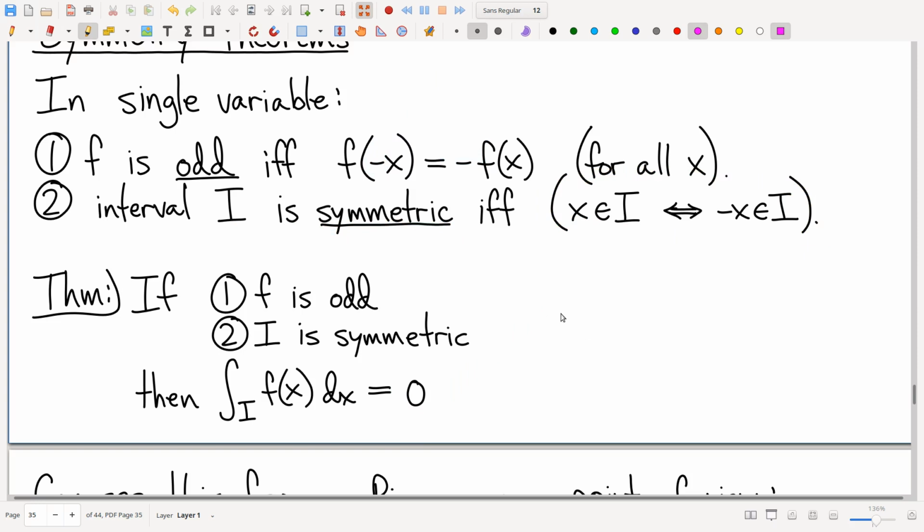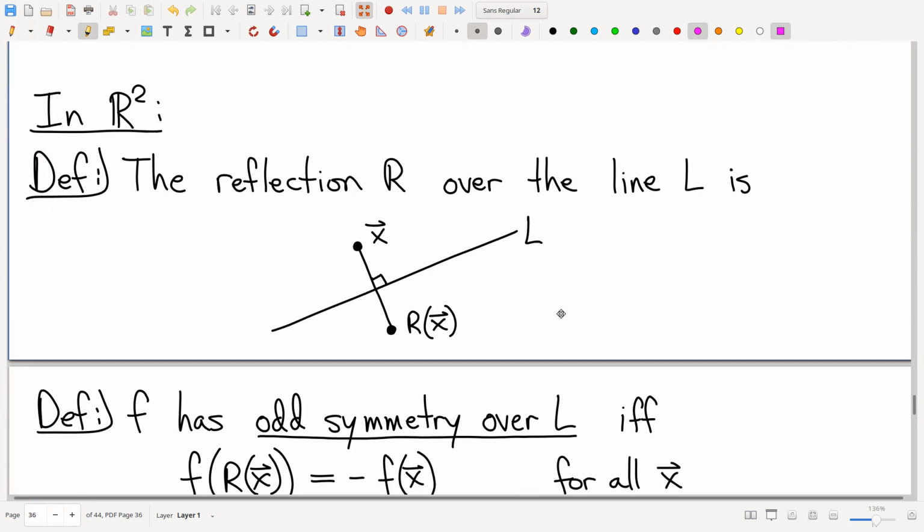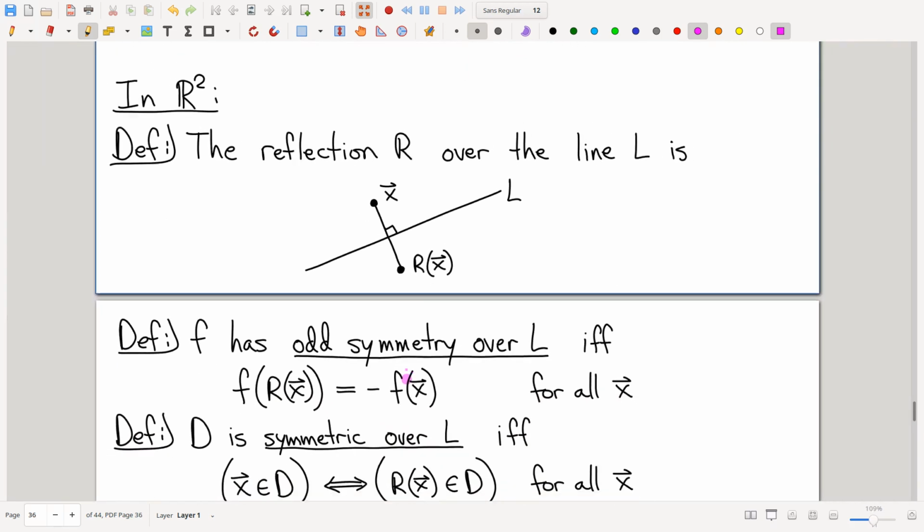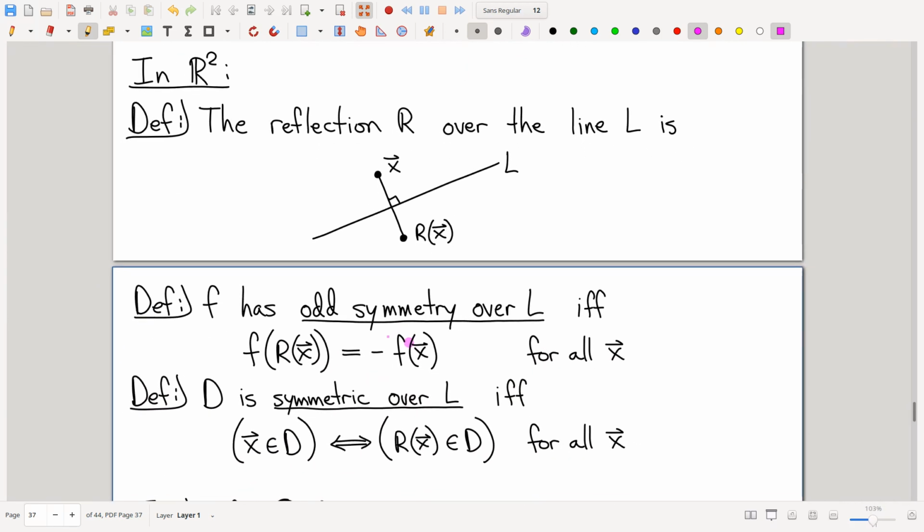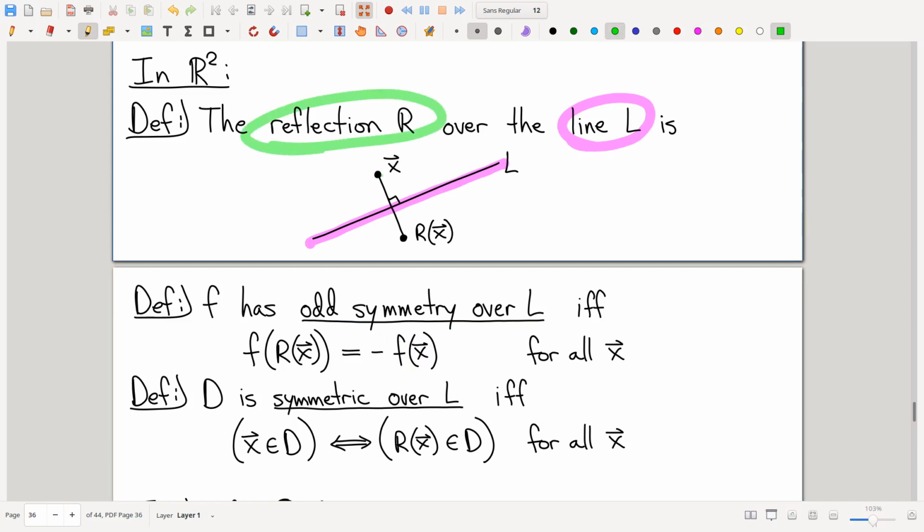And so let me skip over some of this stuff. I'll come back to that in a minute. And let me talk about the two-dimensional version of these ideas. Totally analogous ideas. Okay, so the first concept we need to talk about is the idea of reflection over a line. And reflection, I'm going to say it means exactly what you think it means. It's kind of like this.